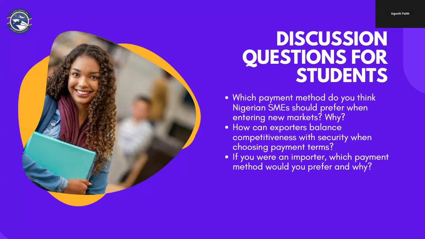Let me put it this way. Open account is the best for an importer because an importer has no risk. When we are talking about open account, do you still remember that's open account? So for open account, you are going to use your own money to do everything, to buy the goods, to ship it, to get it to the port. It gets to his own port of destination.